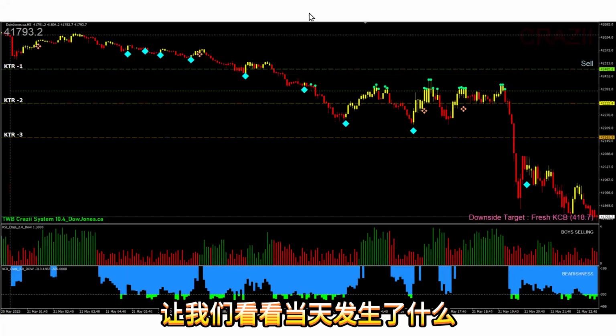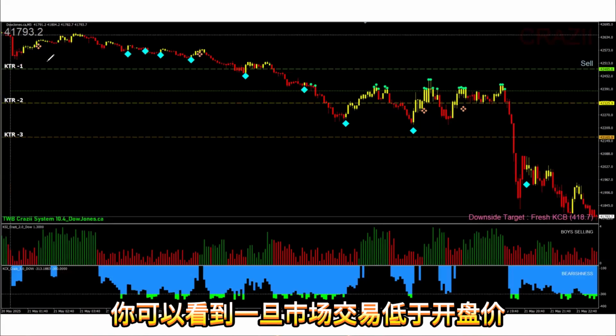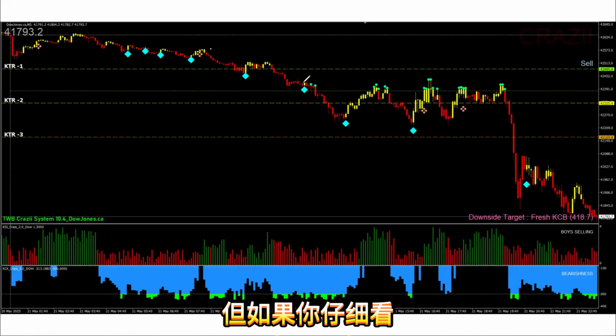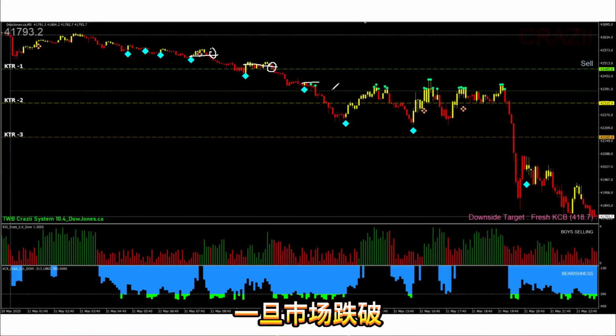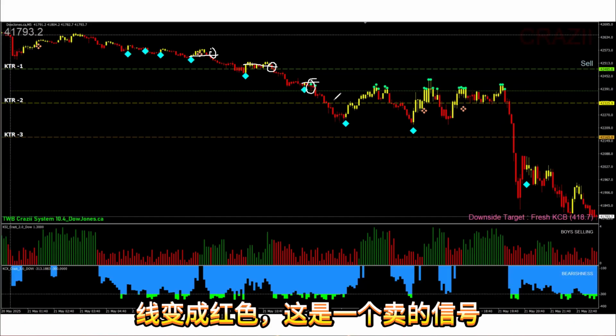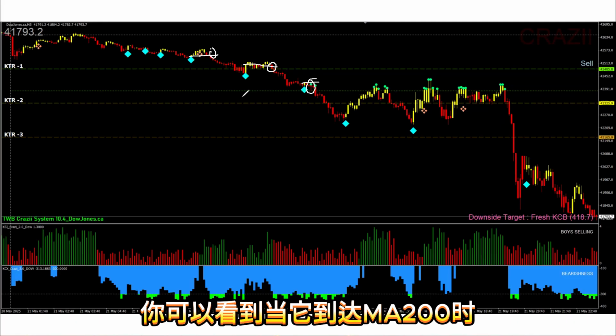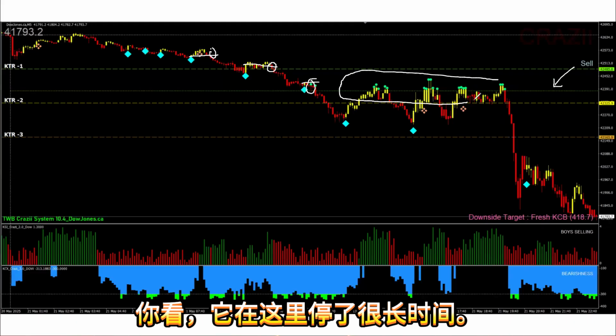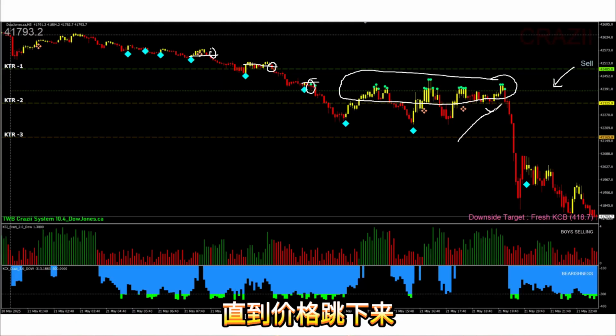So let's see what happened during the day itself. You can see that once the market trades below OP, there are multiple diamonds, but if you look carefully, every time you draw a diamond, the market just fails to stay much above. And once the market breaks below the line and turns red, that's a sell. When it hit the MA 200, you see it stopped here for quite a while until the price jumps down.